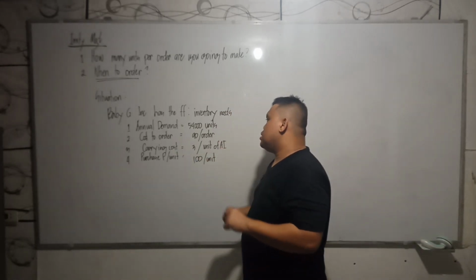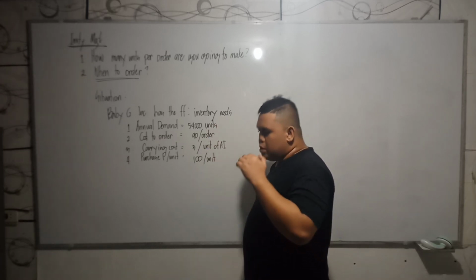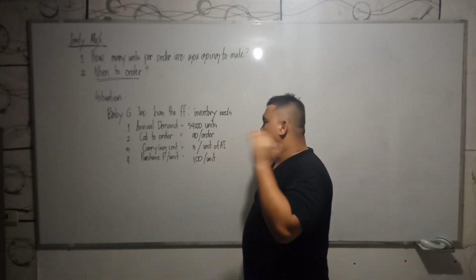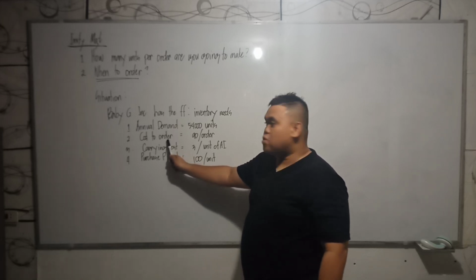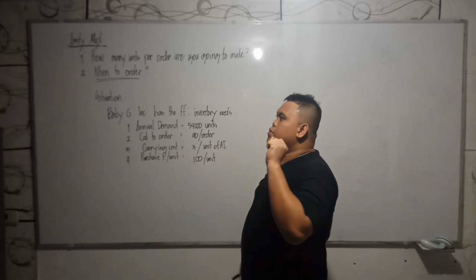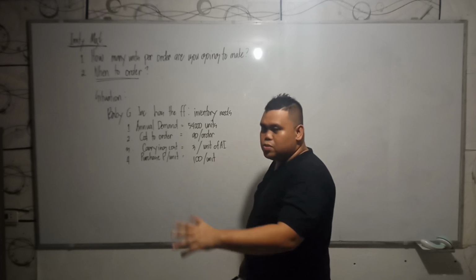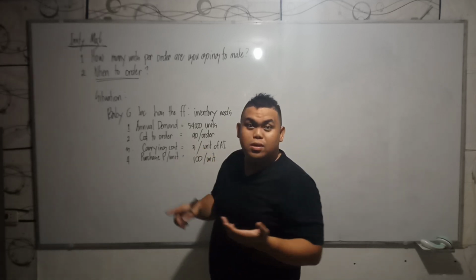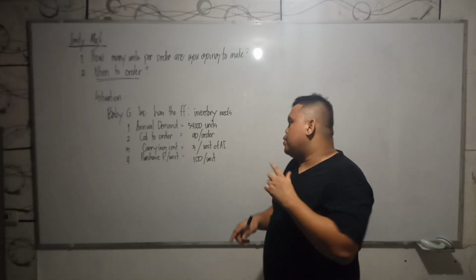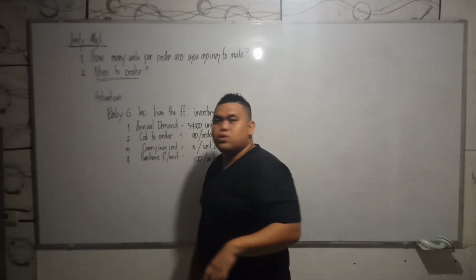Logic will tell you that if you place a lot of orders in a year, then the cost to order will go up. Like for example, if you are going to order 100 times from a supplier, your cost will be 100 times this 90 per order. Now, let's go to the carrying costs.